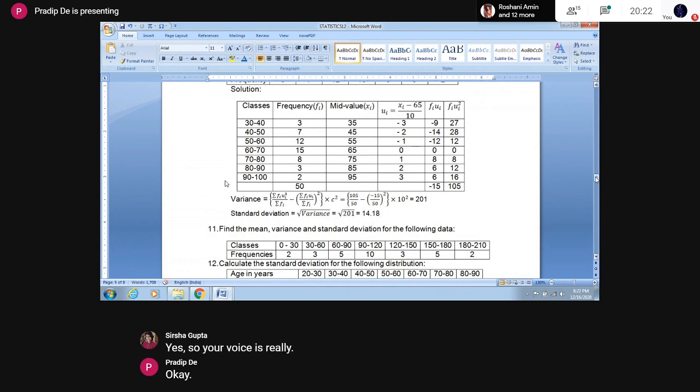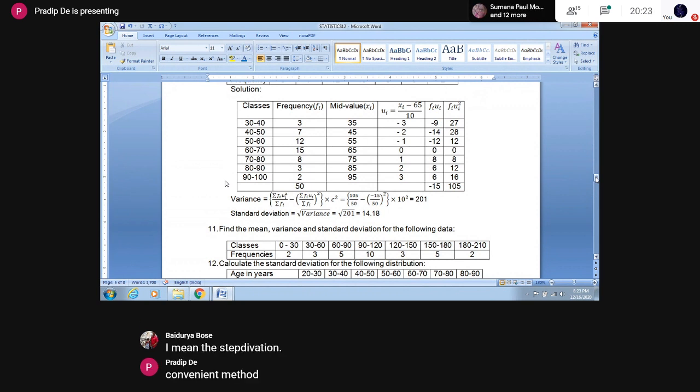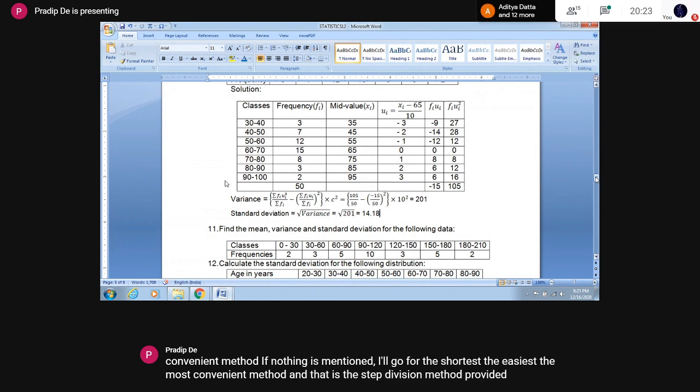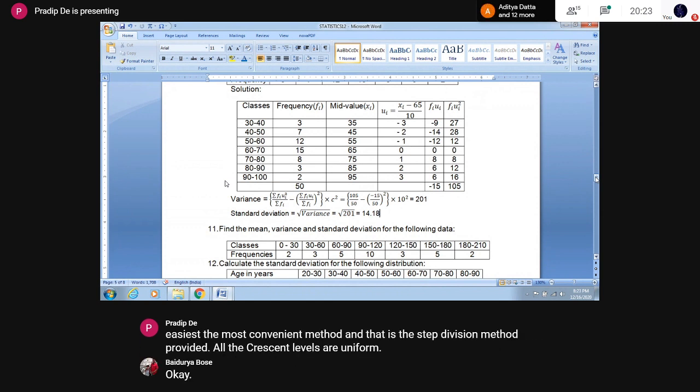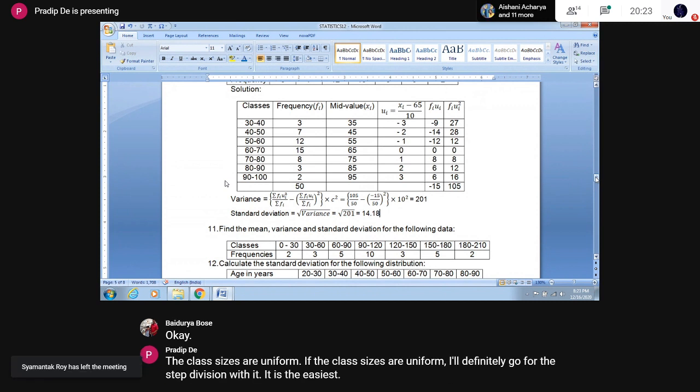Okay. So I was studying that if in the question they have not mentioned which method to use, which method will we use? If nothing is mentioned, I'll go for the shortest, the easiest, the most convenient method, and that is the step division method, provided all the class intervals are uniform, the class sizes are uniform. If the class sizes are uniform, I'll definitely go for the step division method. It is the easiest.